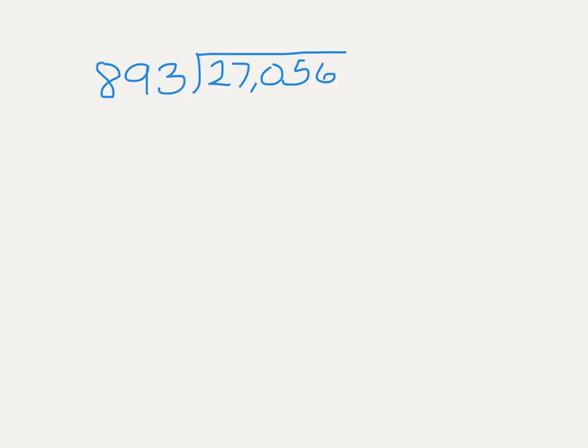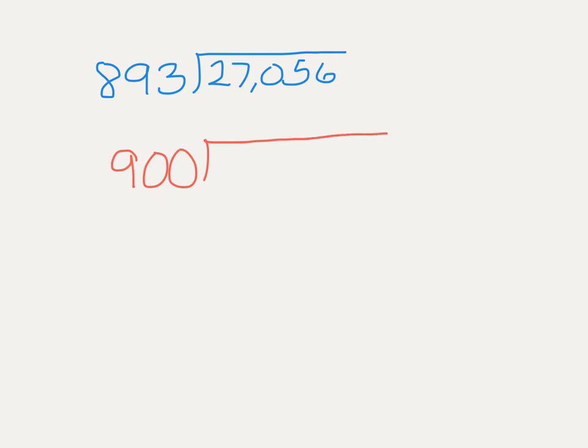Let's take a look at this problem. We have 27,056 divided by 893. We can change both the dividend and the divisor to compatible numbers in order to make this easier to divide. So we're going to look at this and see 893, and we can estimate that to being 900.